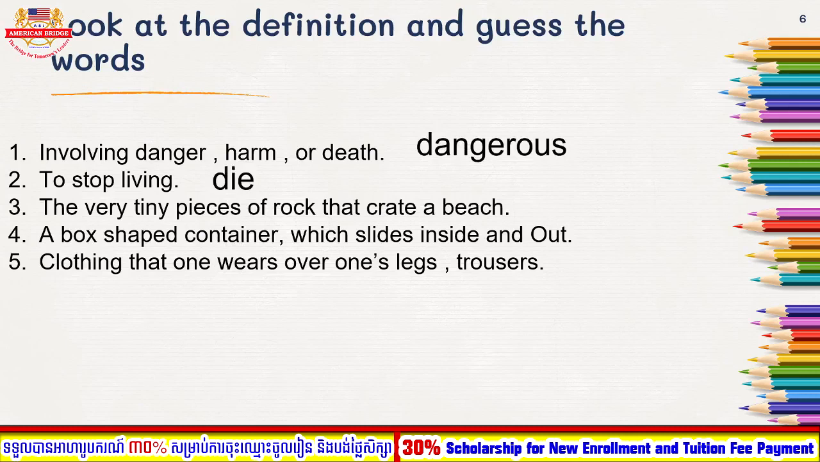Number 3, the very tiny pieces of rock that create a beach. That one is sand. Very good. Number 4, a box-shaped container with slides inside and out. Can you guess that one? Great. That one is drawer. Number 5, clothing that one wears over one's legs, trousers. That one is pants, right? I hope that you still remember our vocabulary from the previous lesson that we studied already. Here we have dangerous, die, sand, drawer, and pants, which are the words for all these definitions, right? So now let's move to the next one.